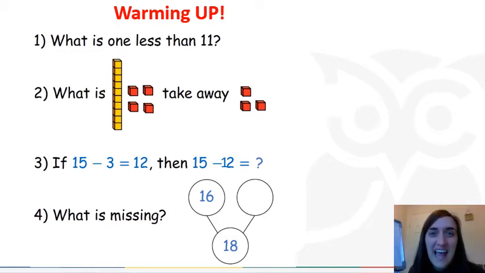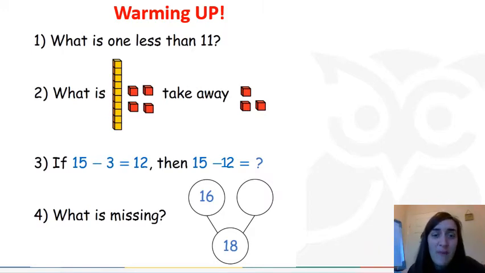Right, question 1. What is 1 less than 11? Question 2. What is this number? Have a look at it carefully. Take away this number. Question 3. If 15 take away 3 equals 12, then what is 15 take away 12? Have a think. They're in the same fact family.